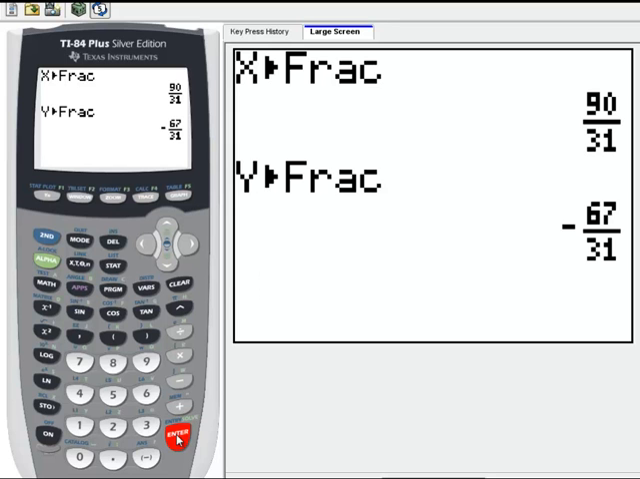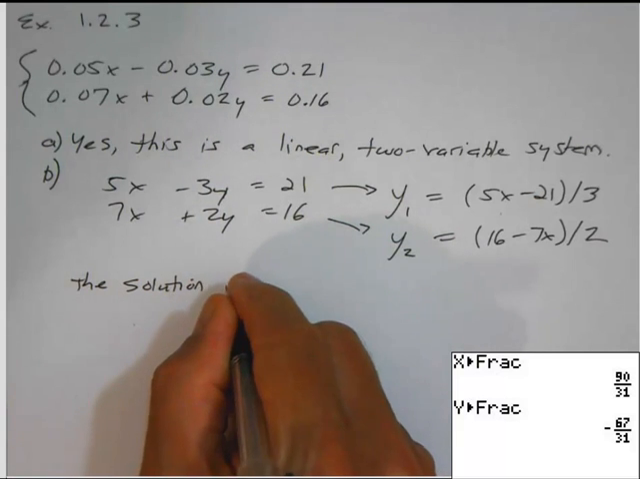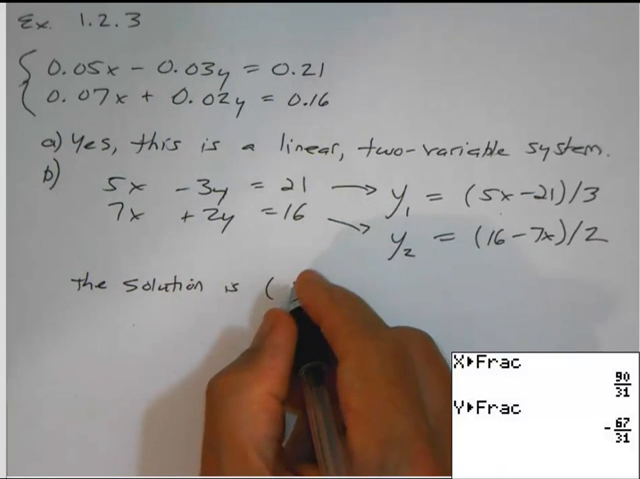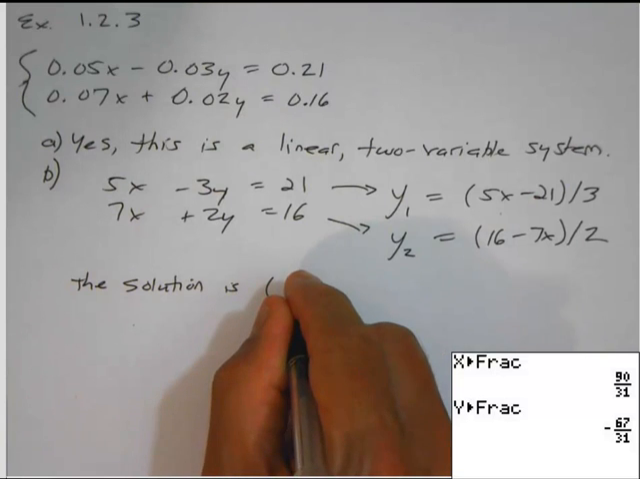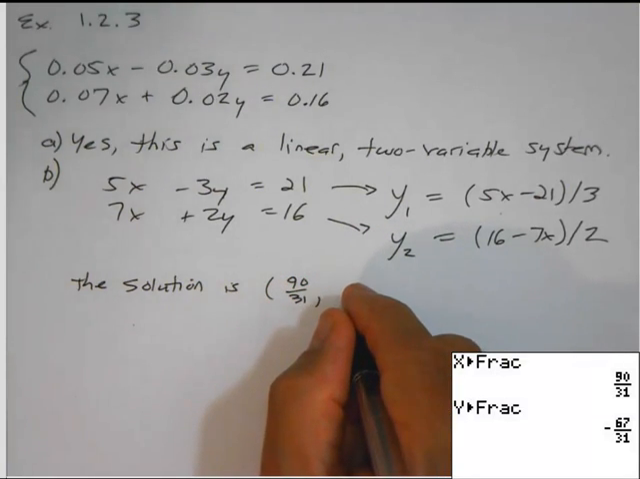Let's record this on our paper. We can say the solution is 90/31, -67/31.